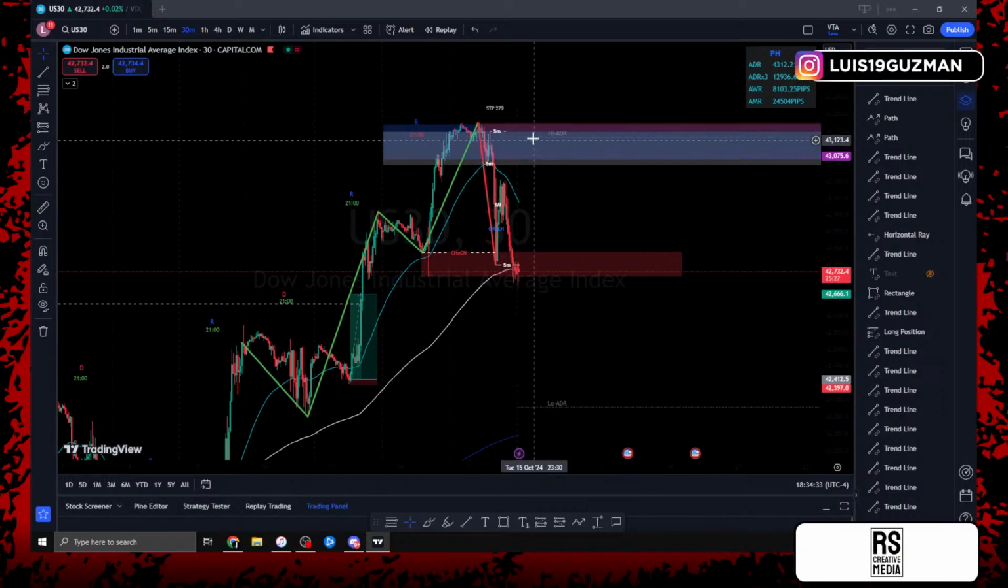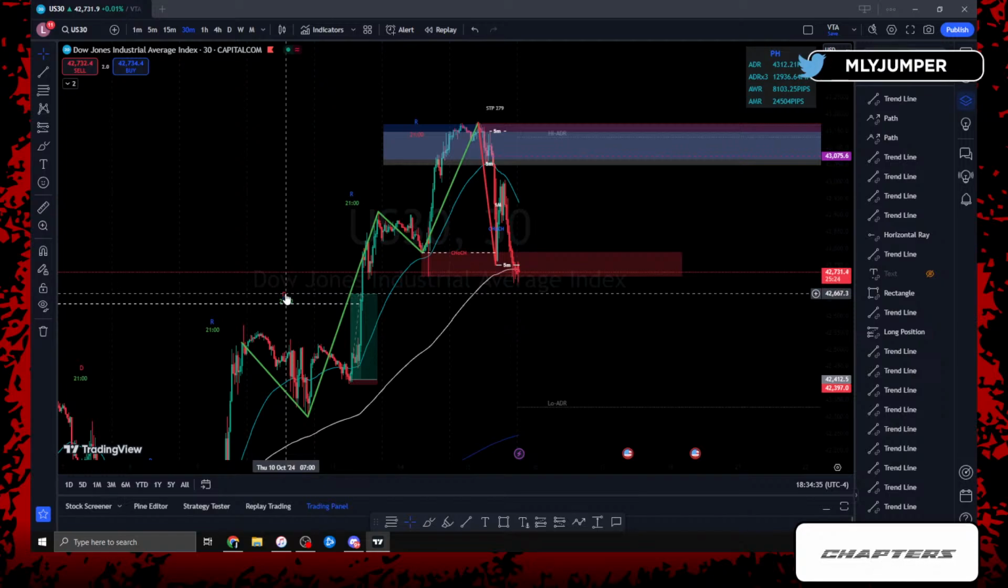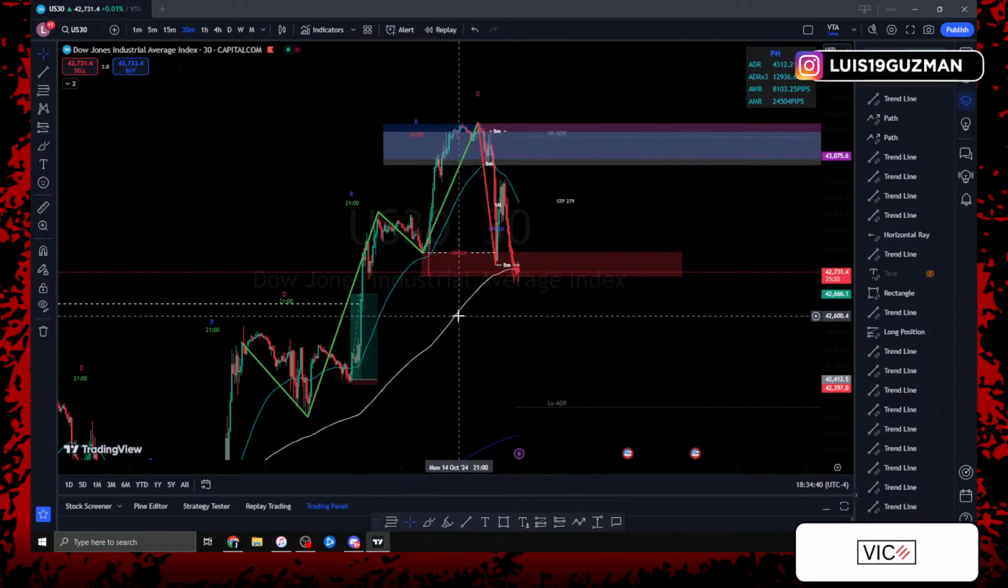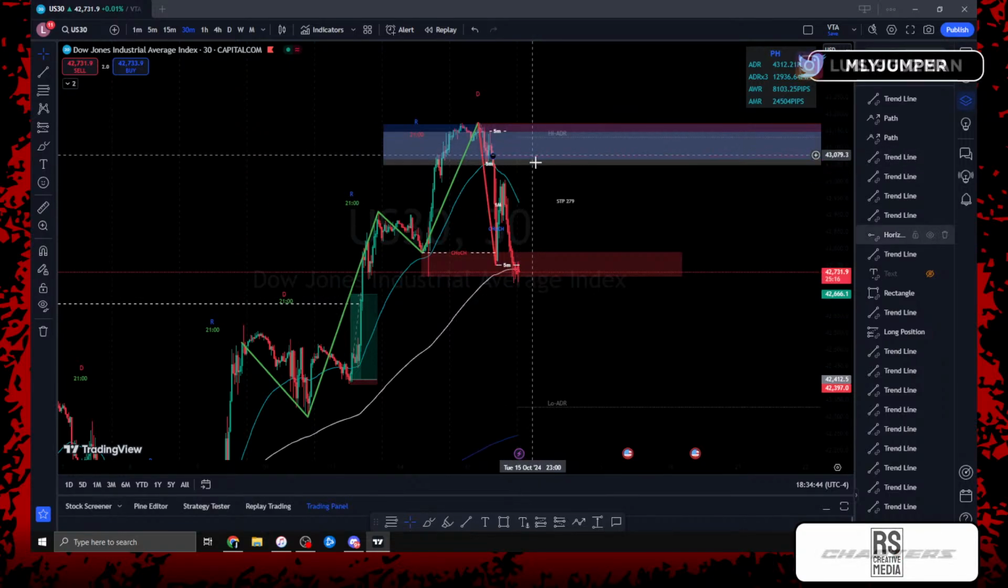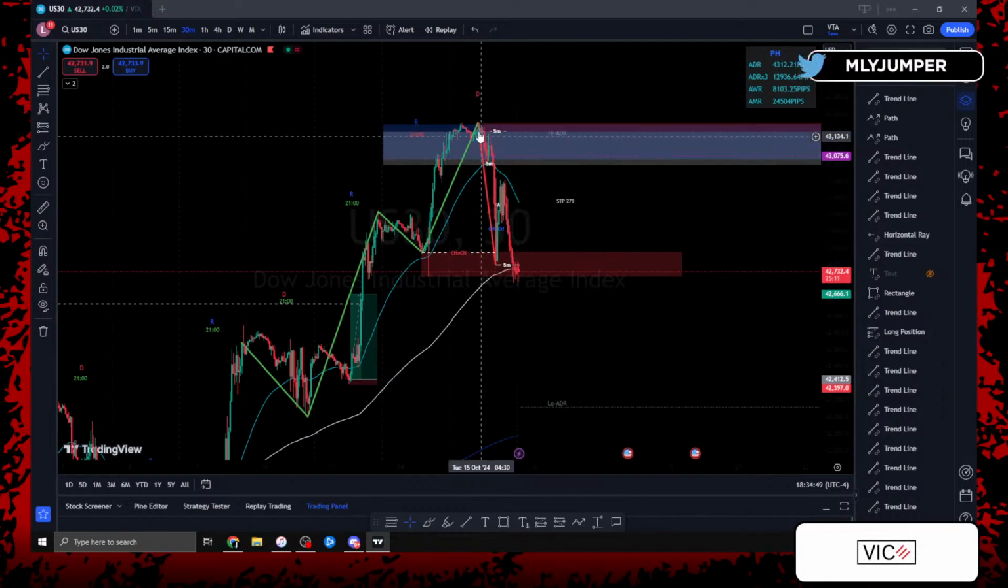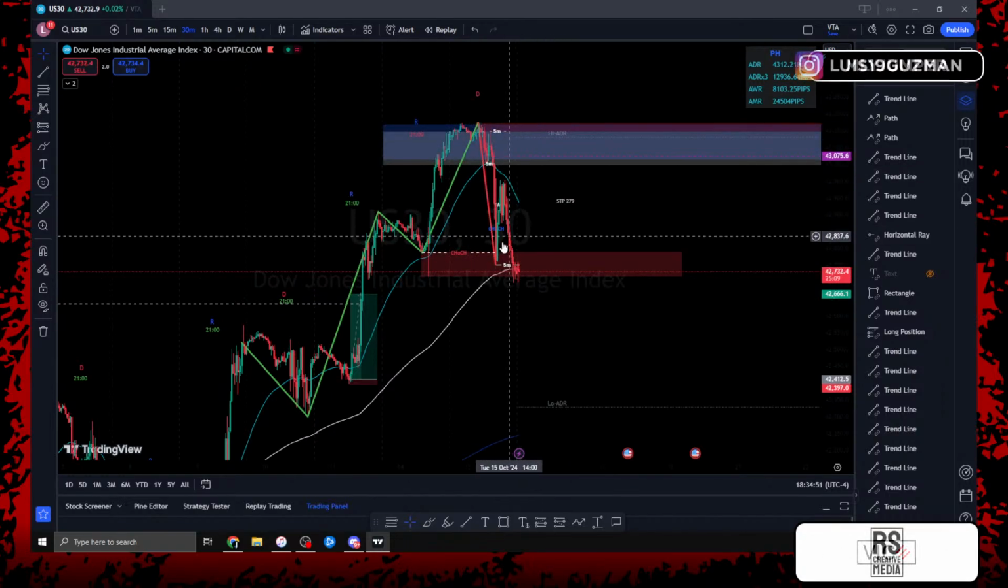So US30 for today gave us another beautiful day of drop. Again, this is still a pair that I'm actively looking for price to turn around and give us a change of character, break of structure to continue those downtrend pushes. But we do have this gap here at the top of the market. So before we could even continue this downtrend push, we know that price is going to give us a pullback back to the top side.